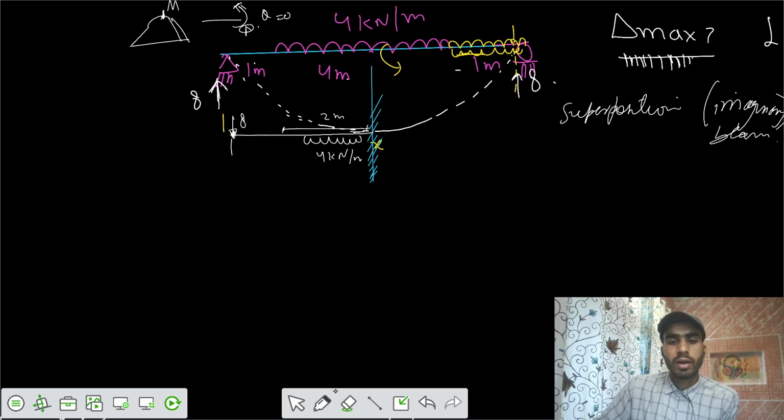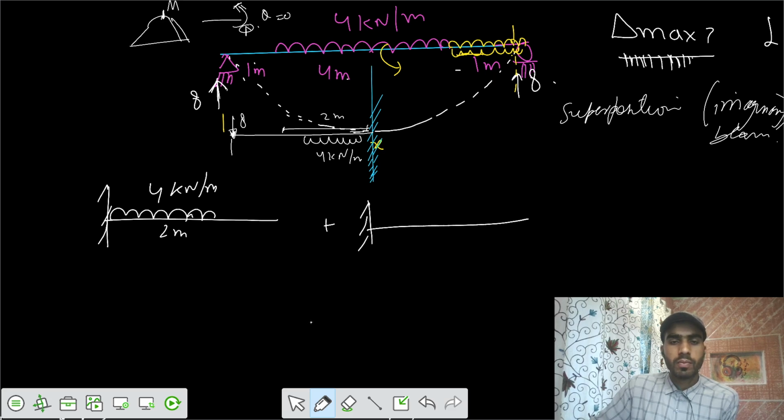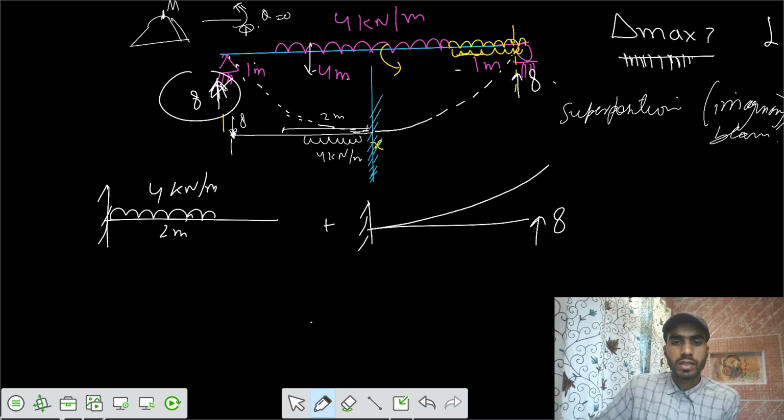Let's say we are dealing with it that same way. Let's say this was your fixed support, and a UDL of 4 kilonewton per meter acting for 2 meter, plus a load of 8 kilonewton in the opposite direction. This is downwards, this is upwards. So it would deflect in this fashion. There is some theta. The theta here is also the same, and you get some value of delta 1 here. This is also delta 1, and this one would be 1 into theta.